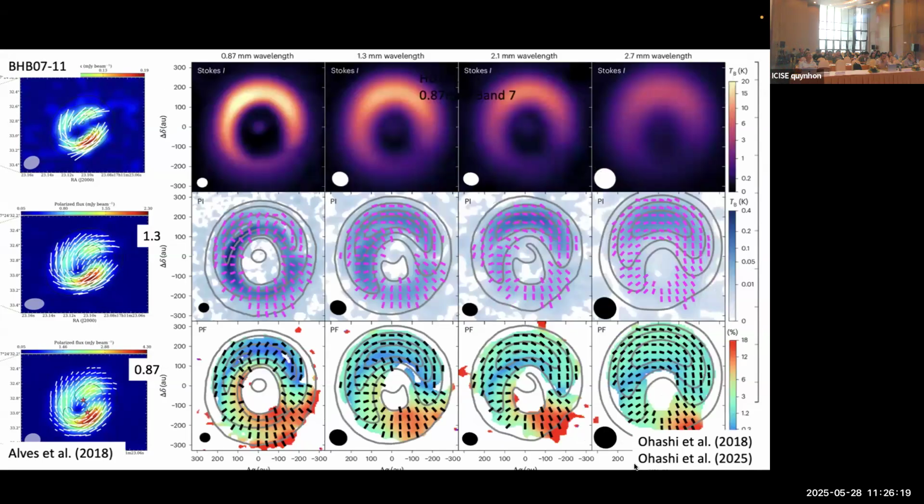So earlier this year, they published more data on this system. In addition to the band 7 observation, they published band 6, 4, and 3 observations. And you see there are some changing of patterns in the northern part, but in the southern part, the polarization pattern is consistent across different bands.